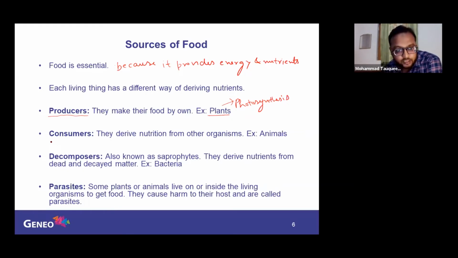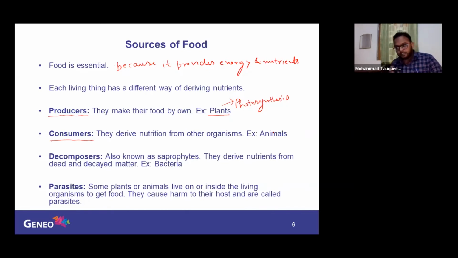Next come consumers. Consumers derive nutrition from other organisms, like us human beings and animals. We buy vegetables from the market; vegetables come from plants. We buy meat, chicken from the market; this comes from another animal. So these animals cannot produce food in their body. That's why they are dependent on other organisms. So these are known as consumers.